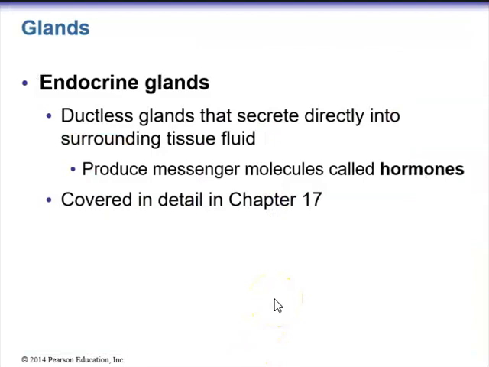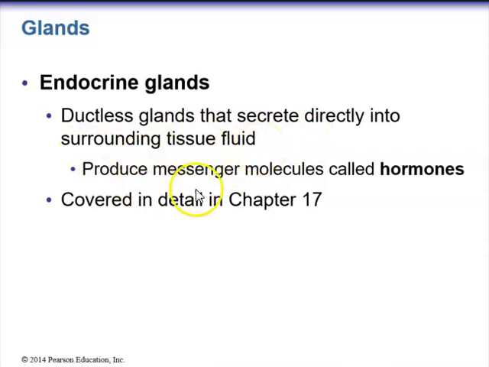So now we're going to get into glands. We have different types of glands. We have endocrine glands and exocrine glands. Now, endocrine glands, note there's an N in endocrine, meaning they have no ducts. So endocrine glands are ductless glands that will secrete directly into the surrounding tissue fluid.